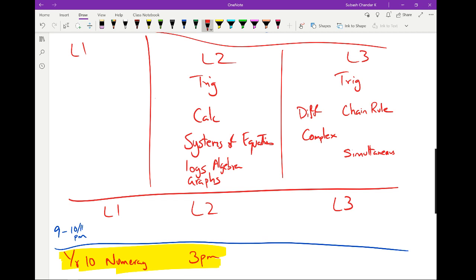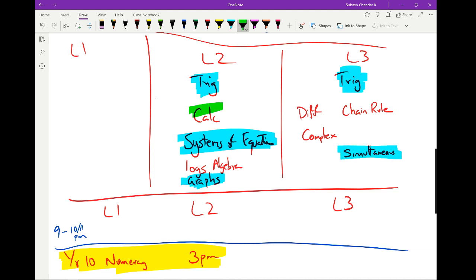Okay, Angelica, if you want internals, then all the blue here is going to be your internals. Level 3 trigonometry is internal, simultaneous equations is internal, and then external is those ones there.